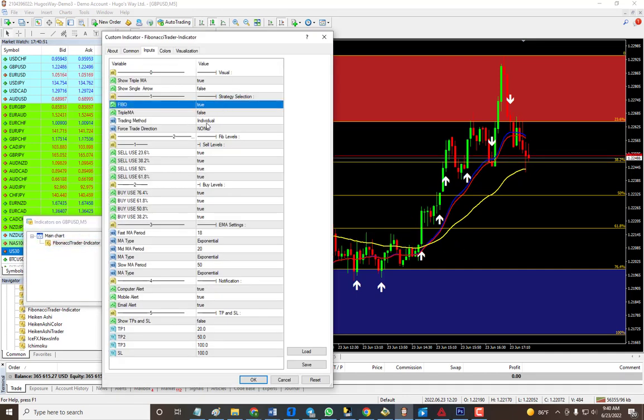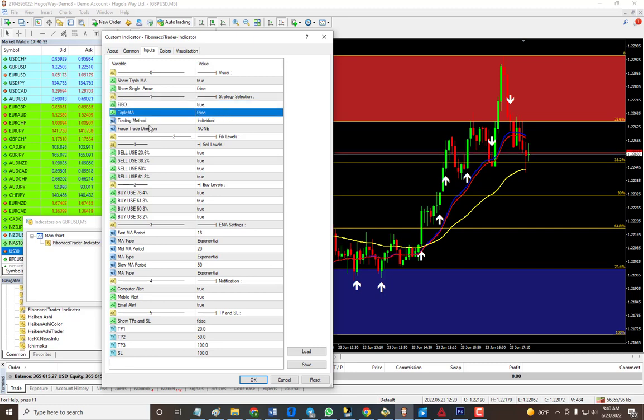So we have the Fibonacci, and the triple MA is set to false, and also the trading method is individual, so you're basically trading with just the Fibonacci. But you can combine it if you change it to combination and then turn on the MA. That means both of them have to be true before it will generate a signal. And even if you trade Fibonacci alone, you can also force the direction by the triple MA.